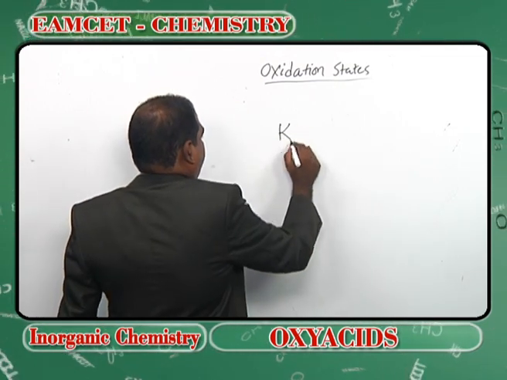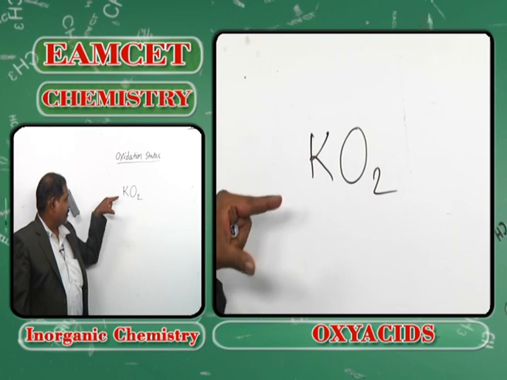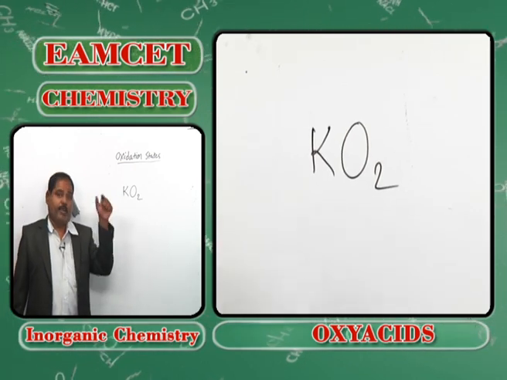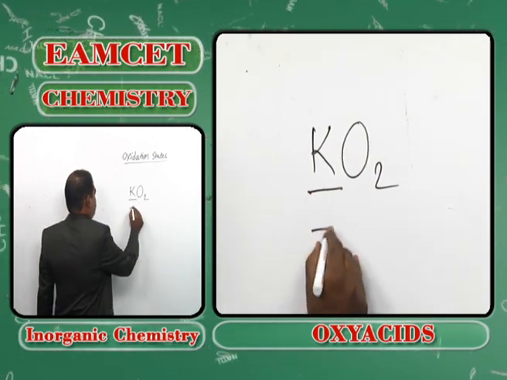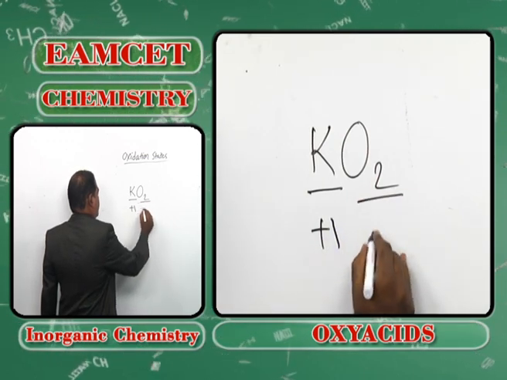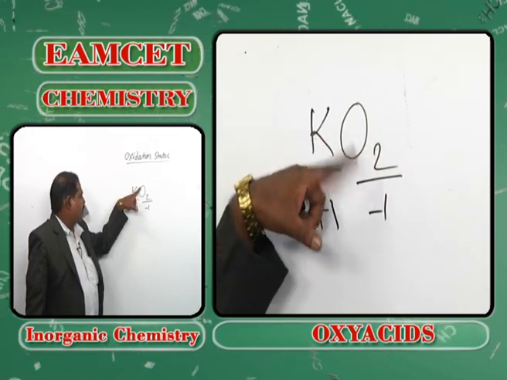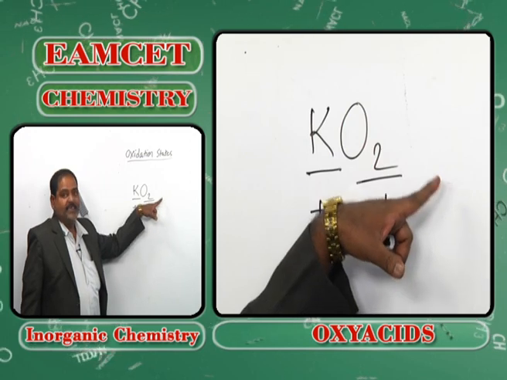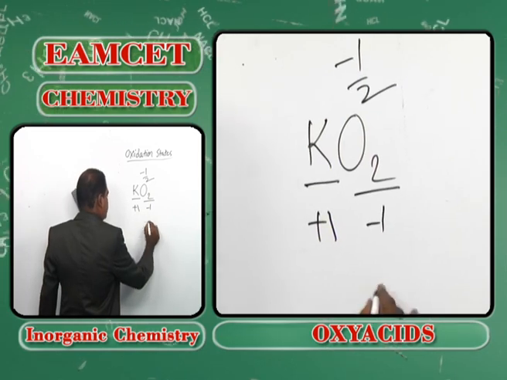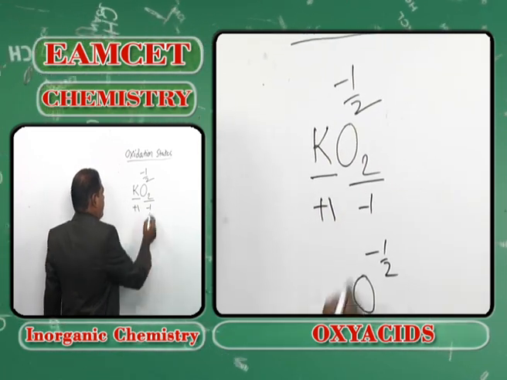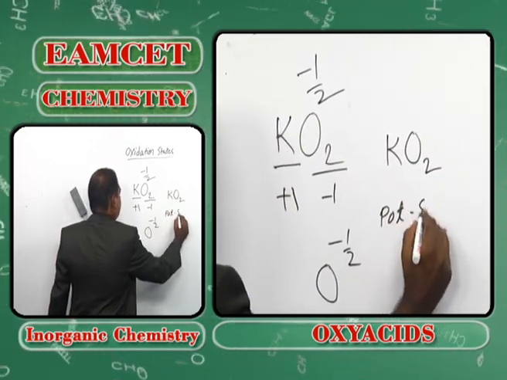What is the name of KO2? Is it potassium oxide or potassium peroxide or potassium superoxide? How will we go about the job? Potassium always has a fixed oxidation state which is +1. Two oxygens together get -1. You know, the total should always be 0. If this is +1, both the oxygens should share -1 to give you a net 0. So, each oxygen gets -half. Oxygen in which you get -half is called a superoxide. Therefore, KO2 is potassium superoxide.